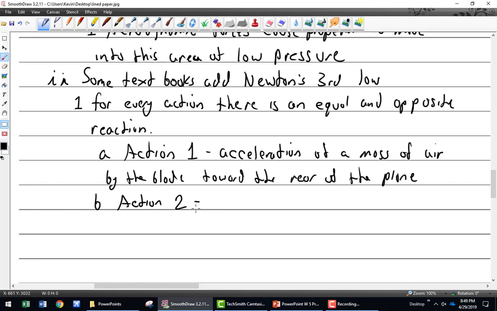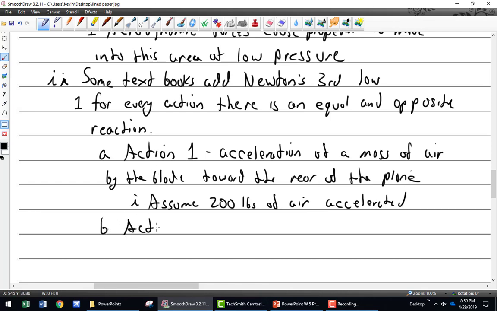I'm going to throw one other point in here, so I'm just going to back up a little bit. My other point here that I should have made is, well, we could assume or pretend we have 200 pounds of air accelerated. So if that's my action 1, then I have action 2, or I could call it reaction.